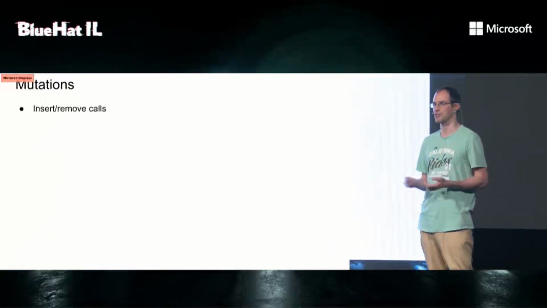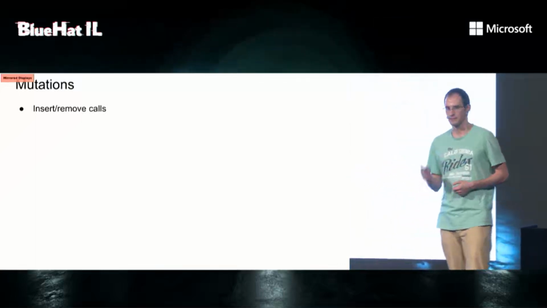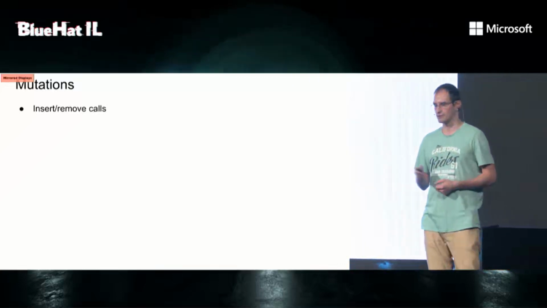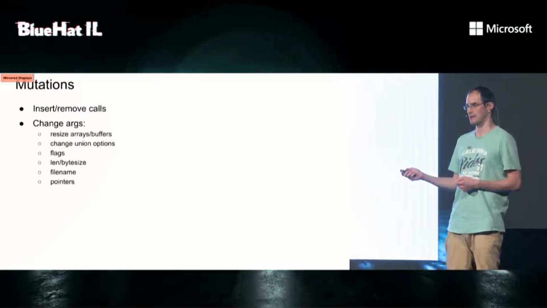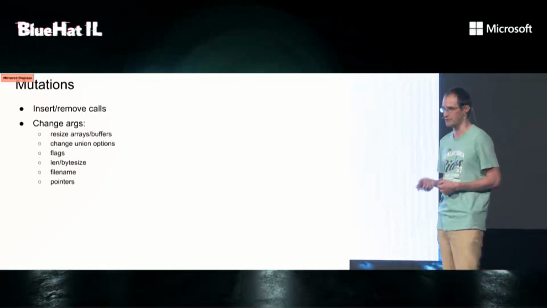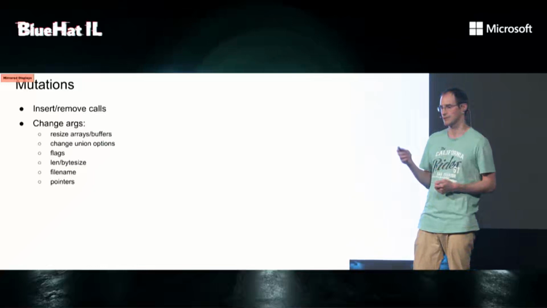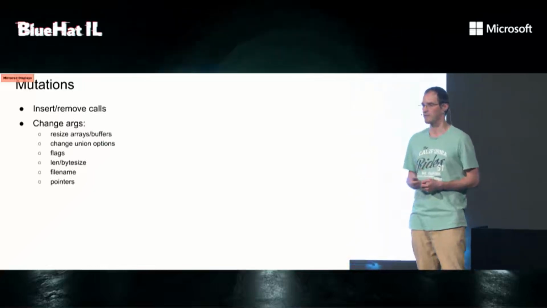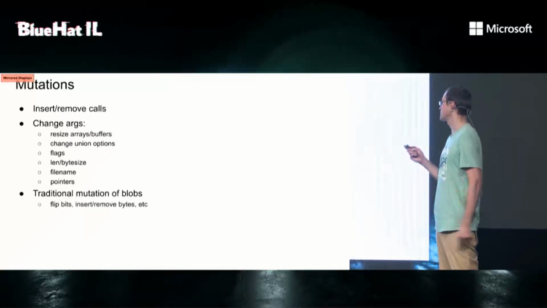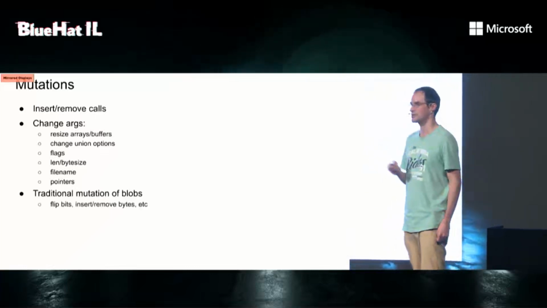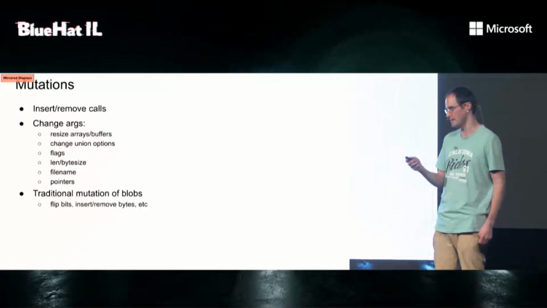So let's look at some of the mutations. Because we have lots of information about the structure, we can do very smart mutations. For example, we can insert or remove system calls. Or we can change a particular argument. And we do this having the knowledge about the type of this concrete argument. So we can change the size of arrays, we can change options in unions, we can generate a file name knowing that this is a file name, and so on. If there are any blobs involved, we also use traditional mutations of blobs, like flipping bits or inserting or removing bytes.